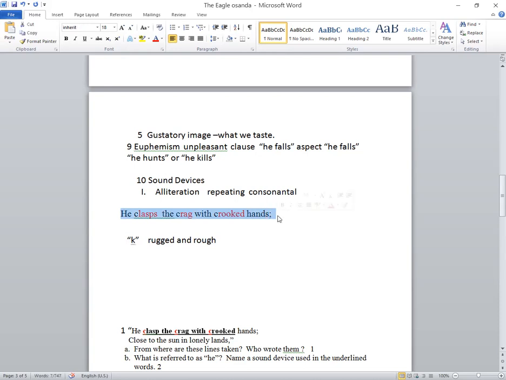Now quote this line. Make a quote. "He clasped the crack with crooked hands." Quote below your note. Right. "He clasped the crack with crooked hands." After that, underline all C letters. That is where the k sound is alliterated. All C letters, underline.